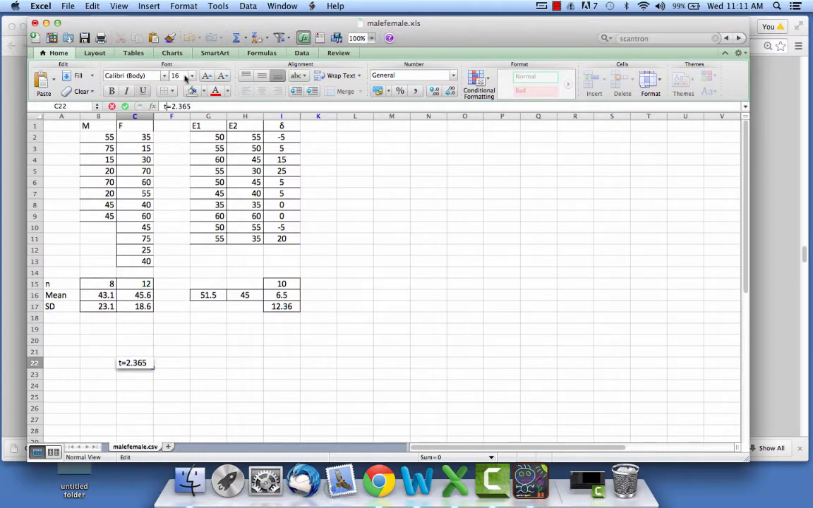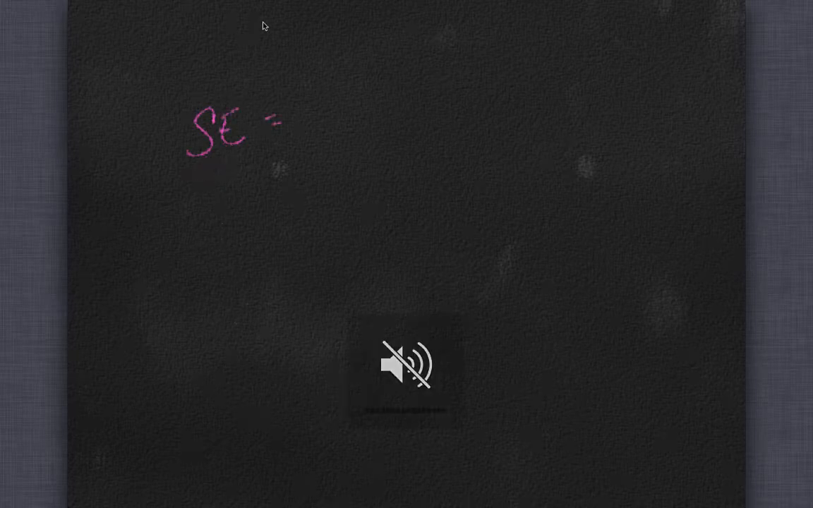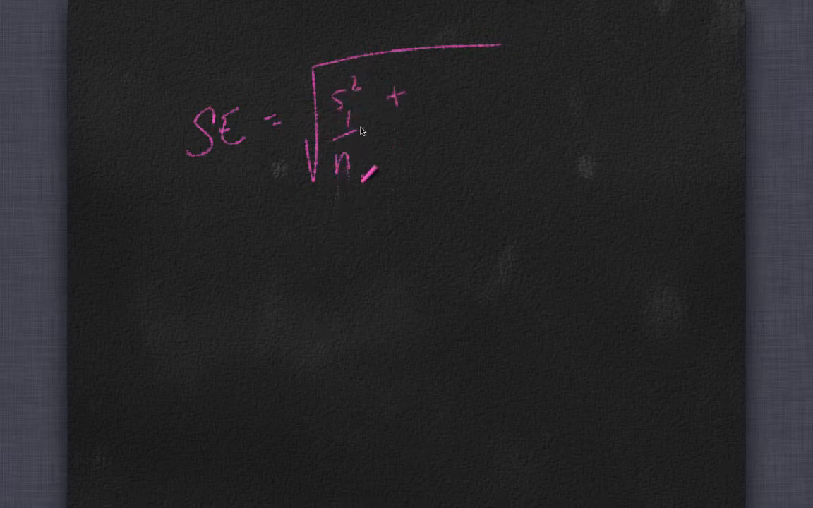I don't know how to make a subscript here. I'll figure that out. T critical. Okay, because I still have this 7 as my degrees of freedom. So I don't even have to look at the chart again. Okay, so we've got standard error. And the way we would calculate the standard error, let me write it down for you. Standard error is going to be the square root of standard deviation 1 squared over n1 plus standard deviation 2 squared over n2.